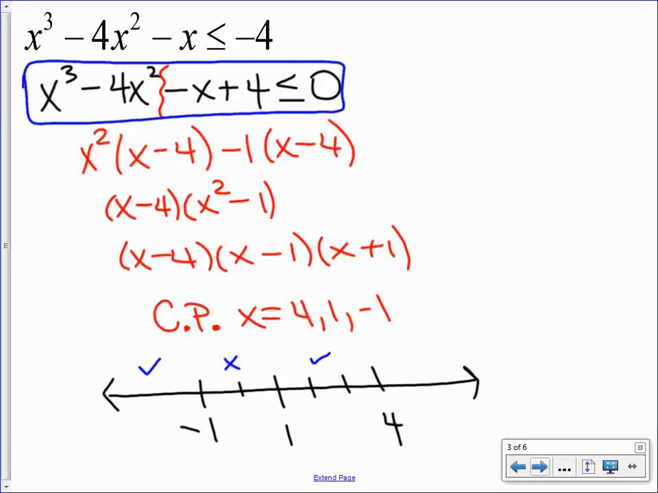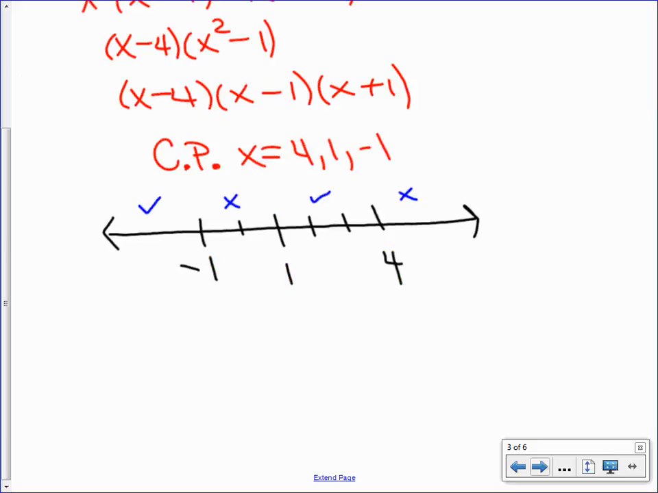To the right of 4, if we plug in 5, we would have 125 minus 100 minus 5 plus 4. What? It'd be positive? Positive 24? Okay. That's not what we're looking for, is it? Okay. So the intervals that work are to the left of -1 and in between 1 and 4.